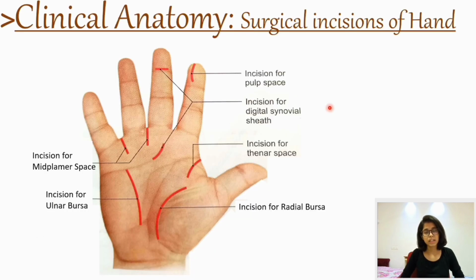Lastly, coming to clinical anatomy, here you can see surgical incisions of hand. So this is the lateral incision that is given for drainage of the abscess in pulp space. Then the incision for mid-palmar space is given in third and fourth web space. Incision for thenar space is given in the first web space. And in case there is infection in the radial bursa or ulnar bursa, these are the incisions that are given.